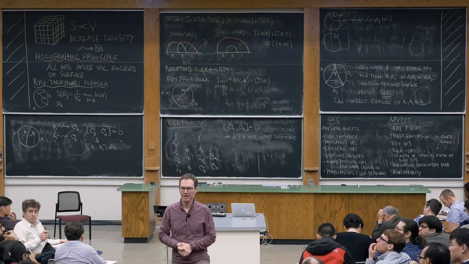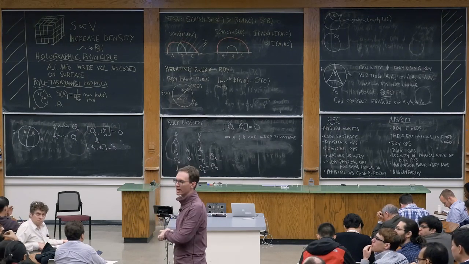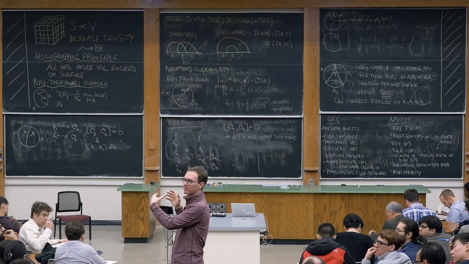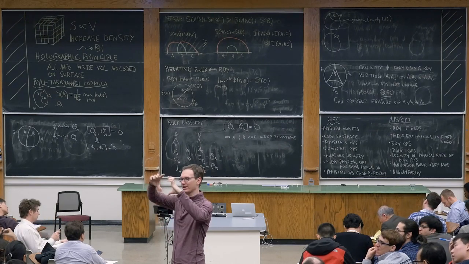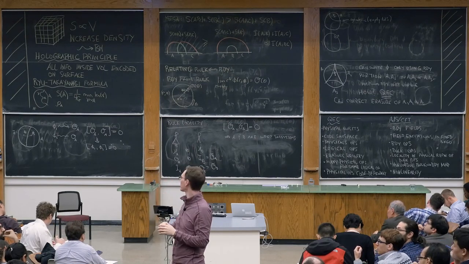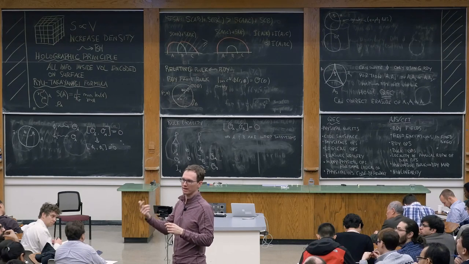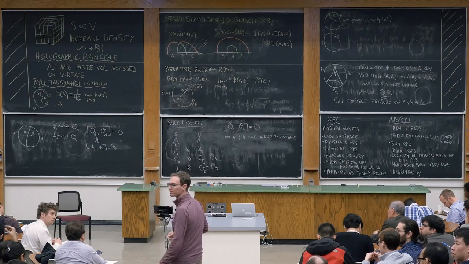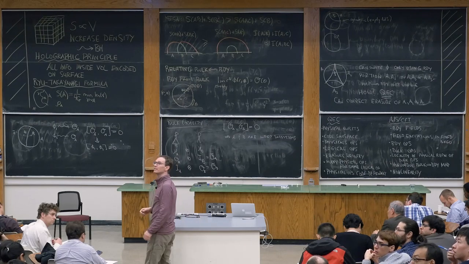Well, so the radial direction, I guess the argument works for any direction. At least the boundary theory had locality in the angular direction. Maybe it didn't survive into the bulk. But the biggest mystery was the radial direction, because that didn't even exist in the boundary.